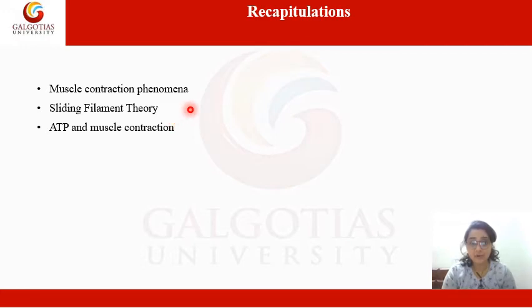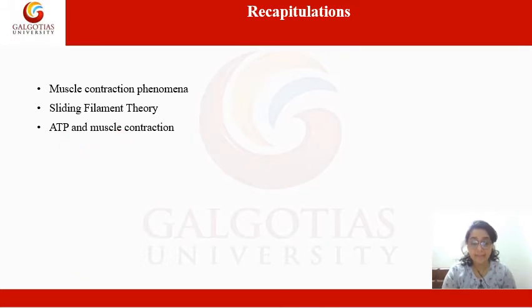This is very important because it helps us identify any pathology which may occur later on. Another thing we discussed was ATP, adenosine triphosphate, which releases the energy in our bodies. Since muscle contraction requires ATP, we discussed both of these scenarios in our previous practical.